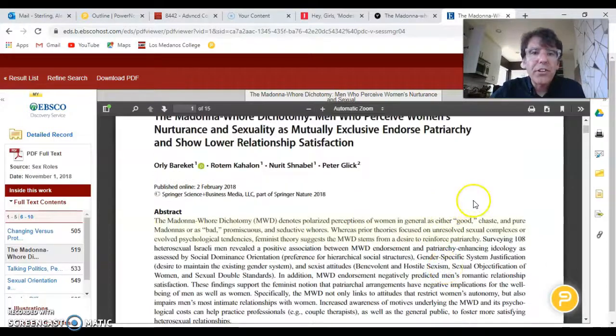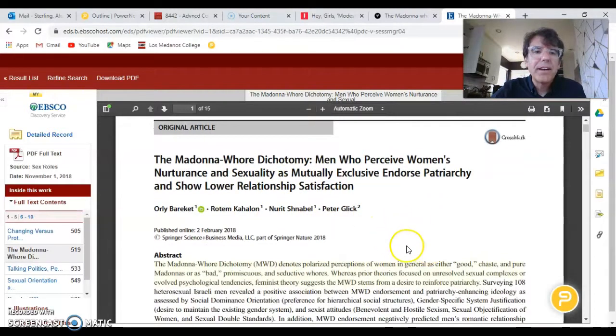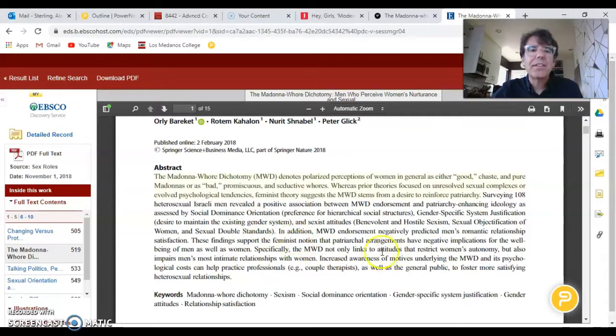And you can tell it's a scholarly article because of some of the stylistic features. It's got a long, complicated title. It's got an abstract. And we have a definition again. The Madonna-whore dichotomy, MWD, denotes polarized perceptions of women in general as either good, chaste, and pure Madonnas or bad, promiscuous, and seductive whores.